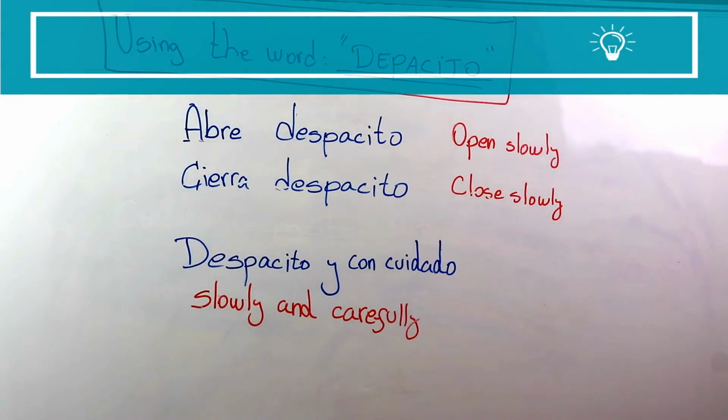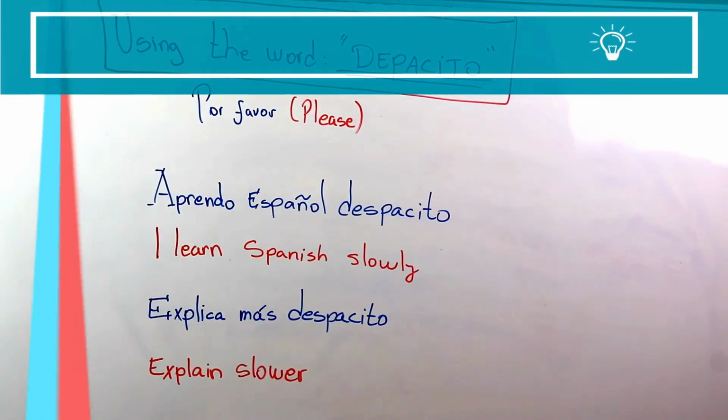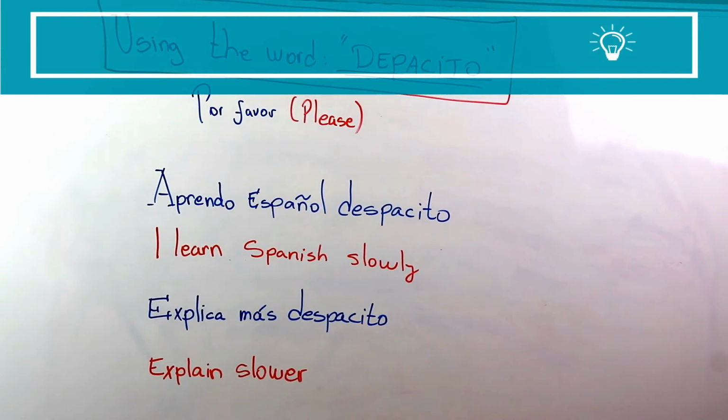Slowly and carefully, please. So once again, all these sentences are very important, but this one in particular could be very handy. Despacito y con cuidado, which means slowly and carefully. Muy bien. So, let us continue. How are you going there? I hope that you're taking in a lot of information and knowledge so that this can help you communicate more effectively in the Spanish language.